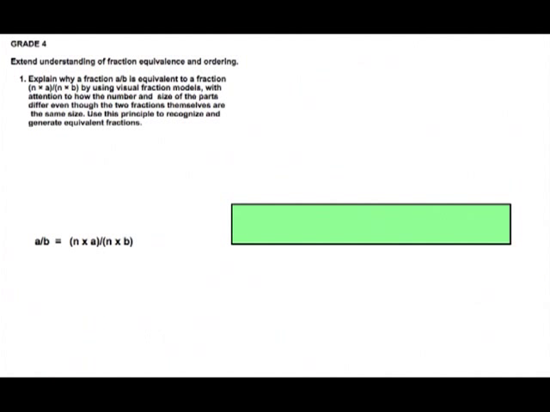Now this one is a little hard to understand, primarily because of the variables that are used. So I think the main thing to clarify would be what happens with n times a over n times b, and also this additional idea of the two fractions themselves being the same size even though the number and size of the parts differ. So let's look at these pieces here to clarify what the standard is really getting to.